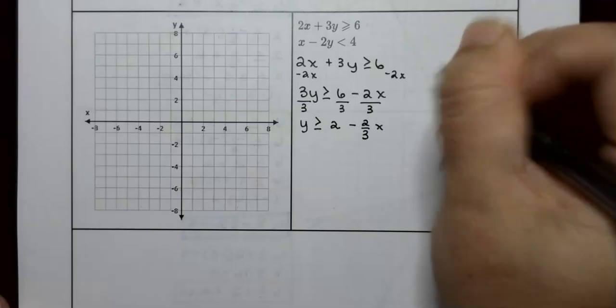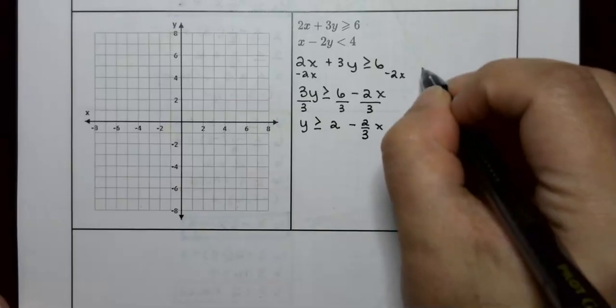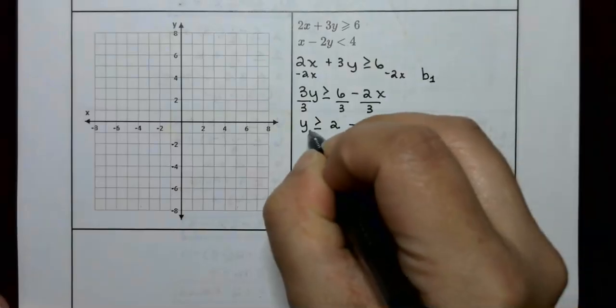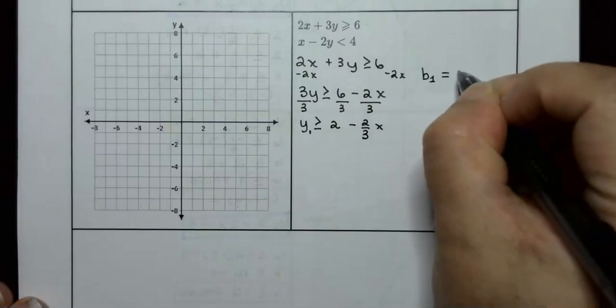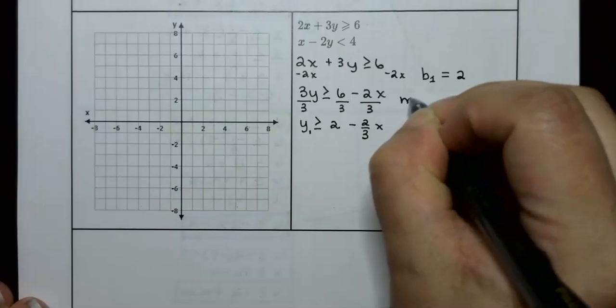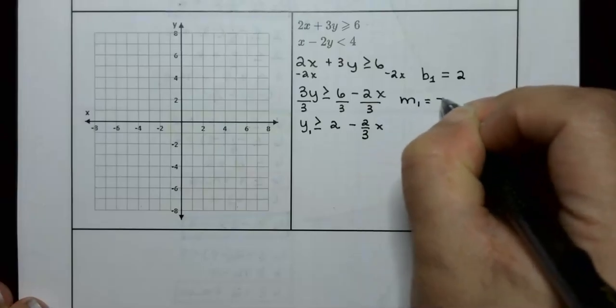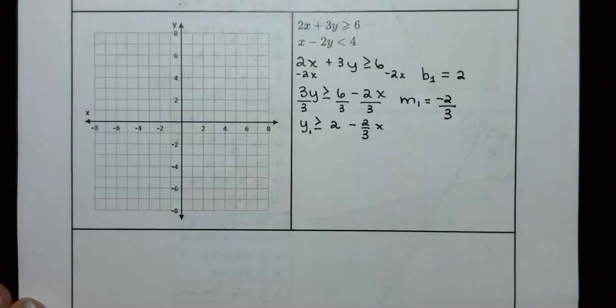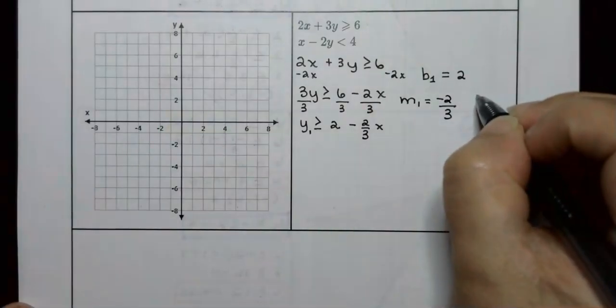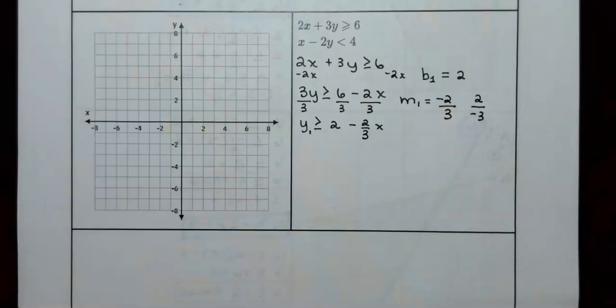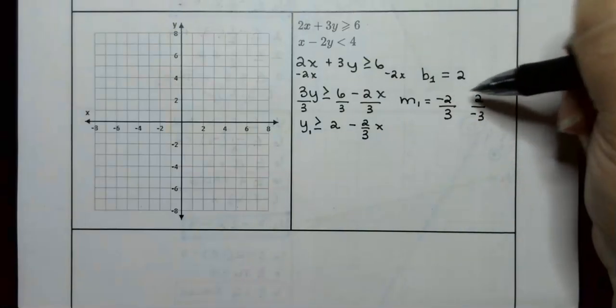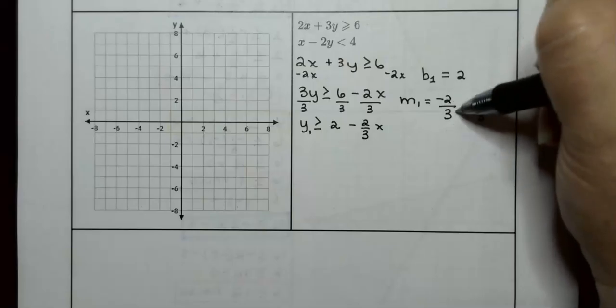So I'm actually going to use the space on the side to say that this is going to be y1, our first y-intercept, is a positive 2. Our first slope is negative 2 over 3. The opposite slope would be positive 2 over negative 3. So when I say opposite slope, I'm just asking you to change the sign on the top and the bottom.